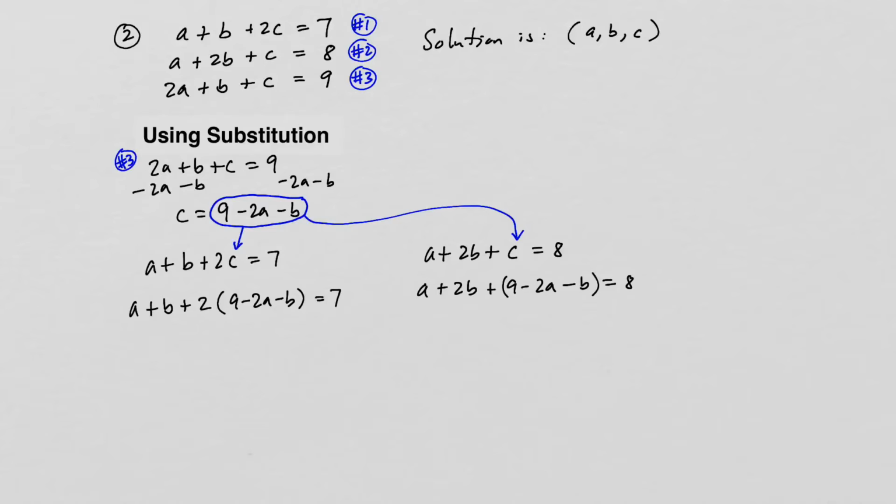Now it's a matter of simplifying. So we're going to distribute. 2 times 9 is 18, etc. Make sure you're very careful when you do these steps. Then we're going to combine like terms. So I'm combining the A take away 4A and the B take away 2B. And finally, I'm going to subtract 18 from both sides. And that gives us negative 3A minus B is equal to negative 11.